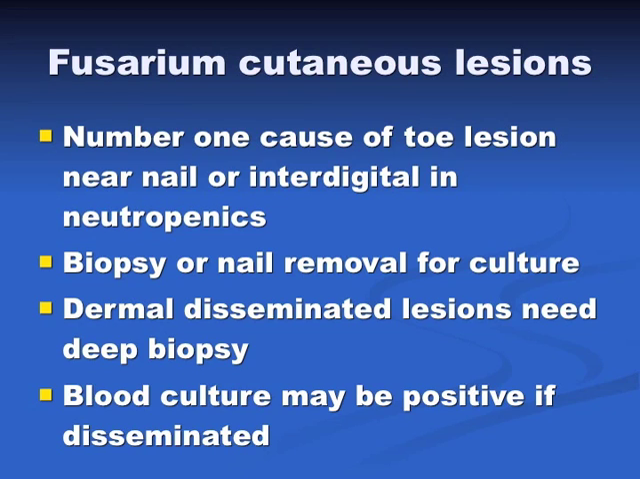So Fusarium is like our number one cause of toe lesions, which are near the nail or interdigital in neutropenic patients, and these can be violaceous nodules. They can be painful. We need to biopsy them or do nail removal for culture. We also, for the disseminated derm lesions, need a deep biopsy.